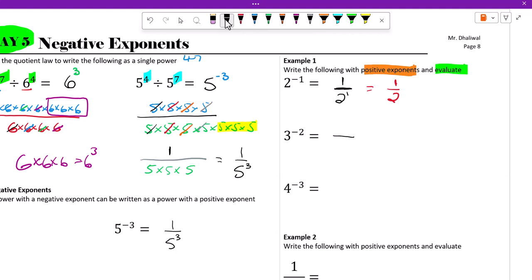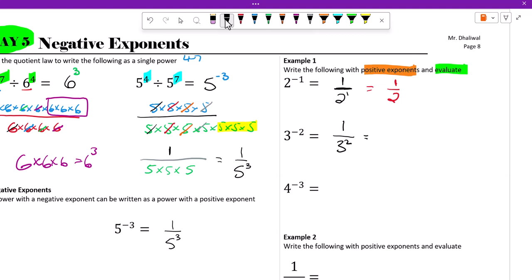What goes on the top? What goes on the bottom? To get rid of that negative exponent. 1, and 3 exponent 2. Take the same power, just make it positive in the denominator. Okay?